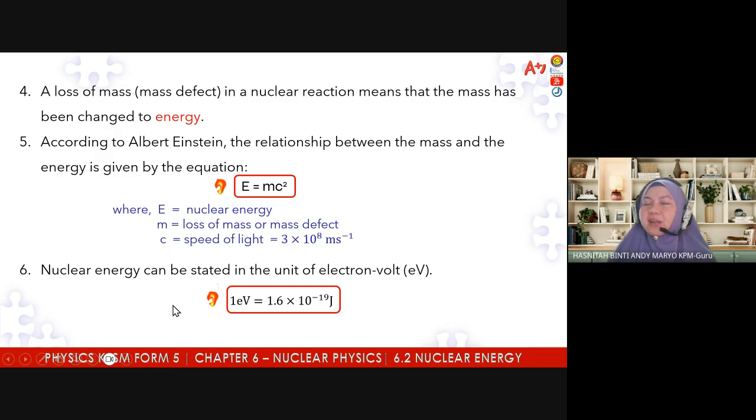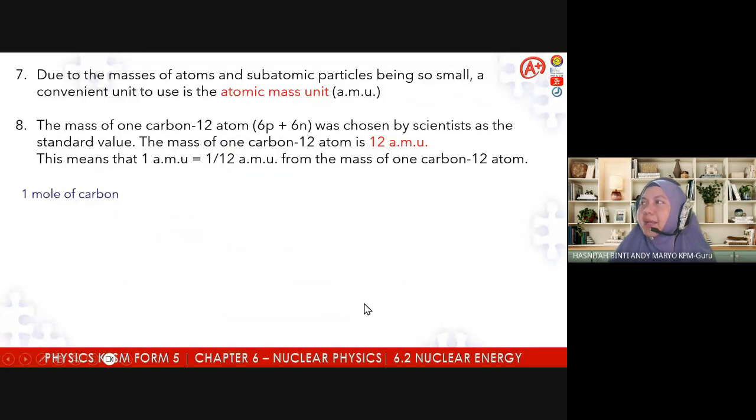And students, this nuclear energy can also be stated in the unit of electron volt, eV, as you calculated in the cathode ray oscilloscope. So 1 electron volt equals 1.6 times 10 power of negative 19 joule, right? So there are two units you can state the nuclear energy in, but normally we write in terms of joule, right? Okay. So the next slide.